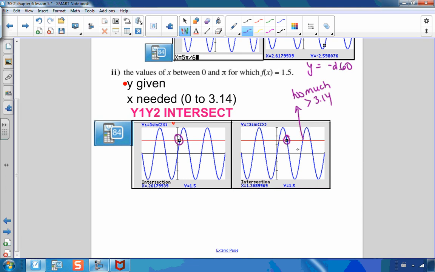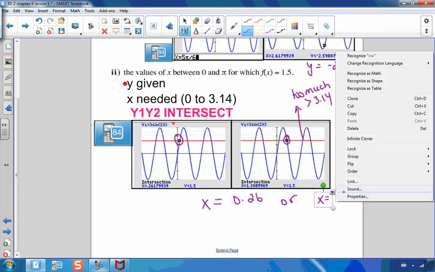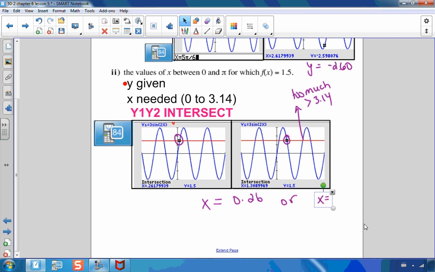Alternately, I could set my window so that between 0 and pi, your x min was 0 and your x max was pi. That's totally fine. Okay, so I did that, and I get an x value of 0.26 or an x value of 1.31.